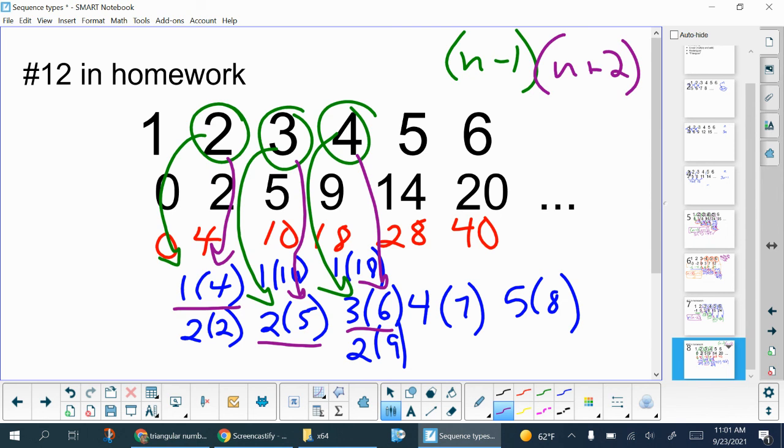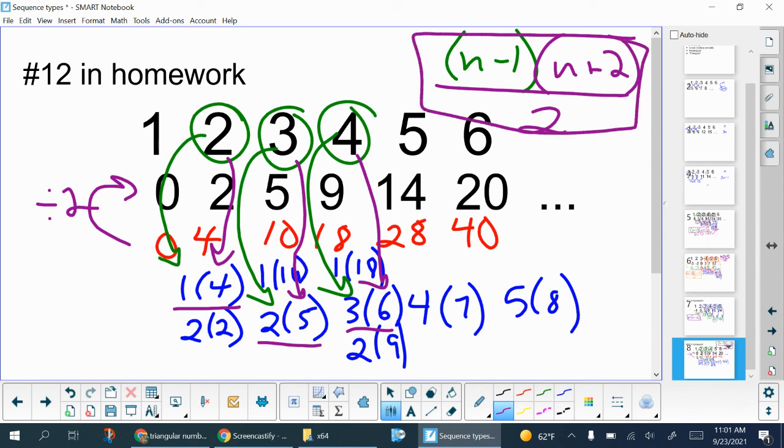And again, that is how I found the red numbers. I was working on those red numbers, which are double the ones I actually want. So to get back to those, I just need to divide that final answer by 2. That's my rule. It's a triangular rule.